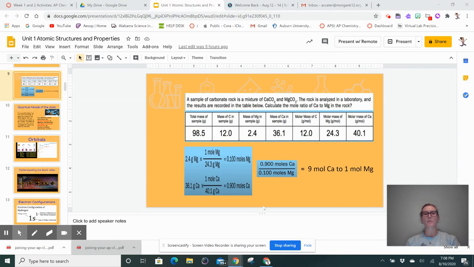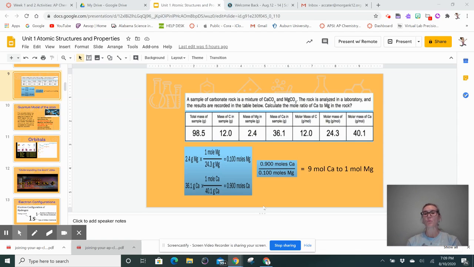Okay, so this will be a practice video. We're going to look at how to determine the mole ratio. So these are just practice problems that we're going to work on in this one video. Our problem is: a sample of carbonate rock is mixed with calcium carbonate and magnesium carbonate. The rock is analyzed in the laboratory.